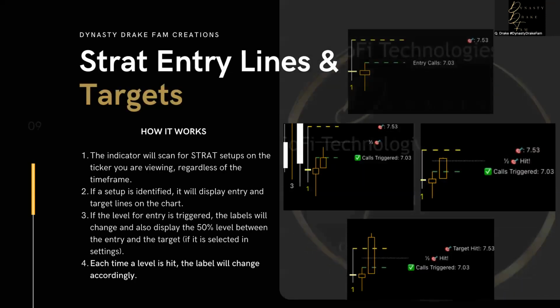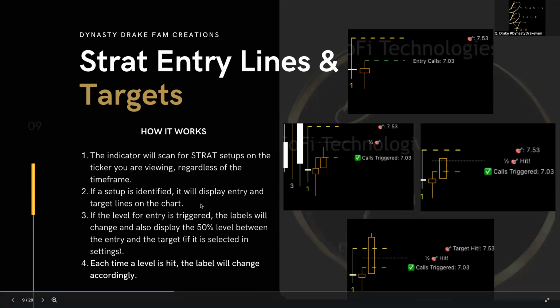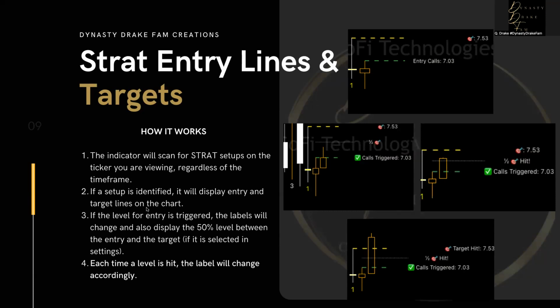All right, how it works. The strat entry lines and targets will scan for strat setups on the ticker you are viewing, regardless of the time frame. So if a setup is identified, it will display entry lines and target lines on the chart. Which is this one here, so you'll see that it displays because it was a 2 down. This is potentially a 2-2 reversal, right? Which would actually be a 1-2-2 reversal if you wanted to look at it in a 3-candle setup. So it installs your entry lines and your target lines for that setup.